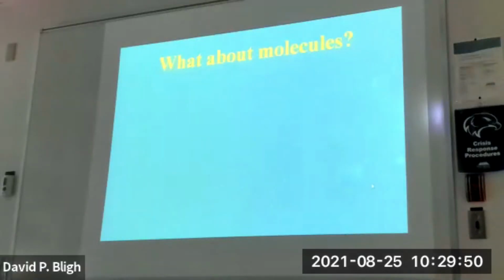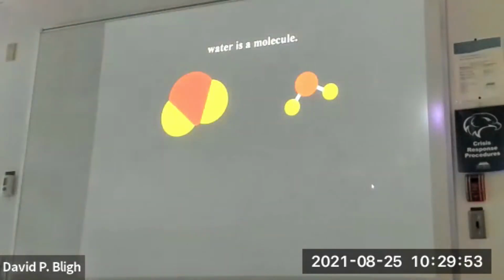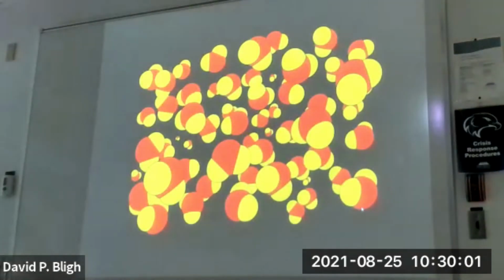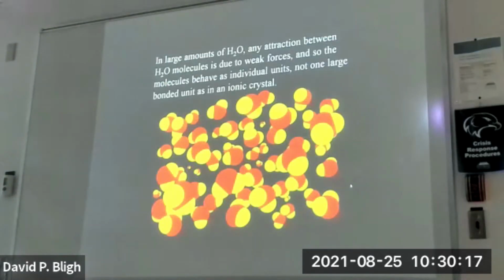So what about molecules? How are they different? Let's take a look at water. We've got the space filling model on the left, ball and stick model on the right. It's covalently bonded hydrogen and oxygen. And a collection of water molecules is just that, a collection of individual units of H2O, covalently bonded single units of 2 hydrogens and 1 oxygen. They're not connected to each other except by weak forces. And so in large amounts of H2O, with interaction between the water molecules due to weak forces, the molecules still behave as individual units, not one large bonded unit as in an ionic crystal.